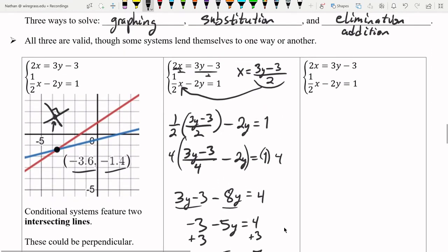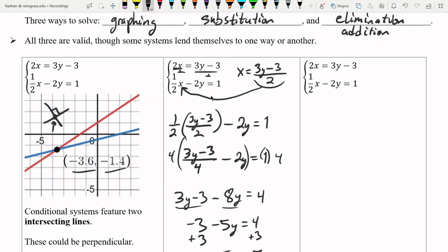So once again, solve for one of the variables. Doesn't matter which one, just solve for one. Once you do that, substitute it in the other equation, and then solve for the variable, and then substitute that back into the equation. You can use either equation at that point, but just substitute the value of that one variable in, plug it back in, and go from there.